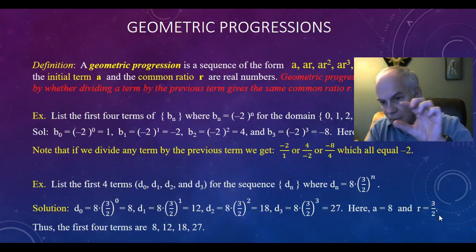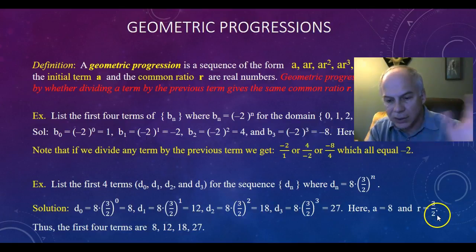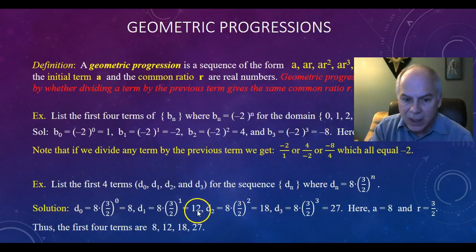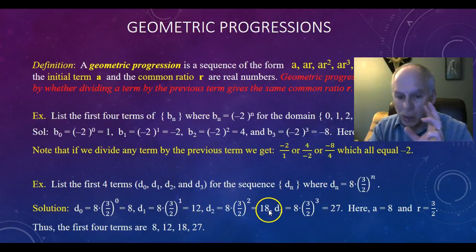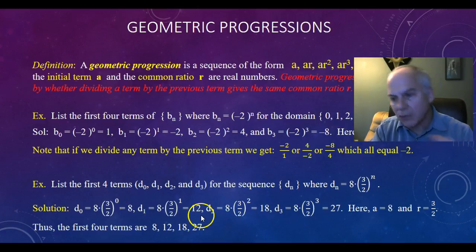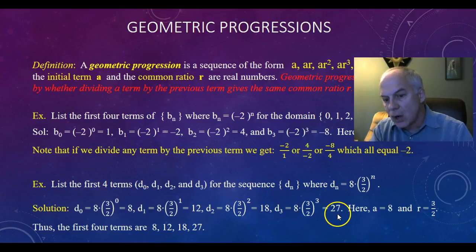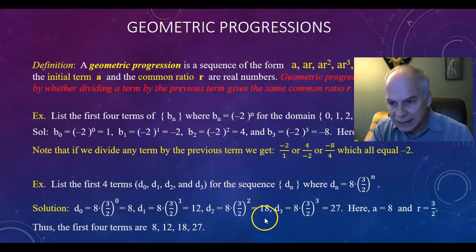The ratio of any two terms is 3 over 2. You can see that by doing 12 divided by 8, that reduces to 3 over 2. Or 18 divided by 12, that reduces to 3 over 2. Or 27 divided by 18, that reduces to 3 over 2. So in each case, the common ratio is 3 over 2.